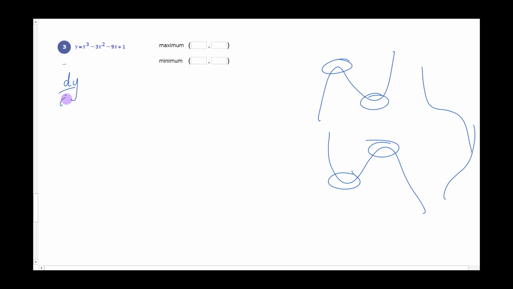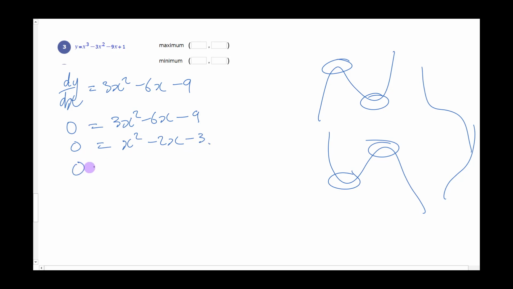So dy by dx will equal 3x squared minus 6x minus 9. And now we're going to solve that equal to 0. So we have to solve the quadratic. Notice we can divide throughout by 3. So that's what makes our life a little bit easier. Then we can solve this by factorising.